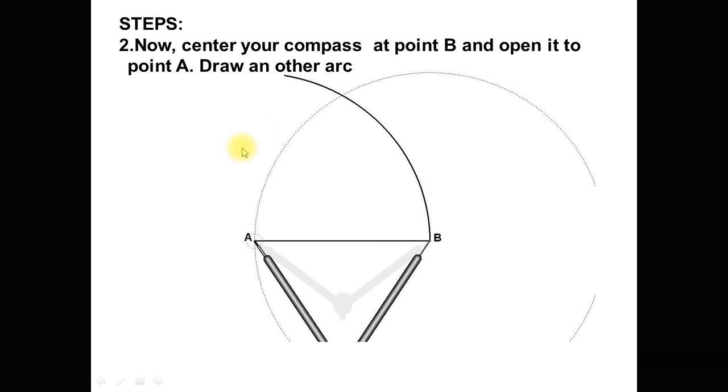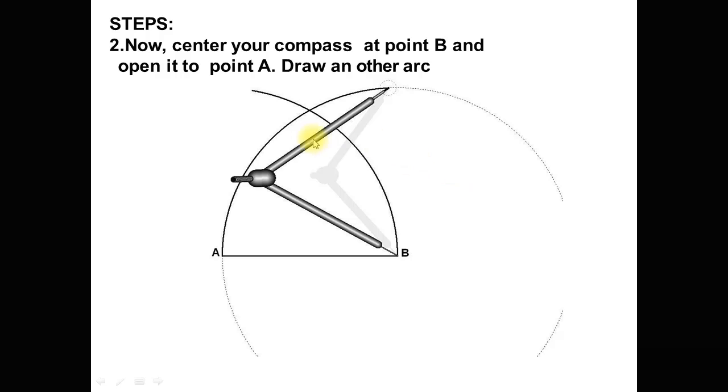Now in the second step, center your compass at the point B and open it to point A and draw another arc like you see here in this slide.